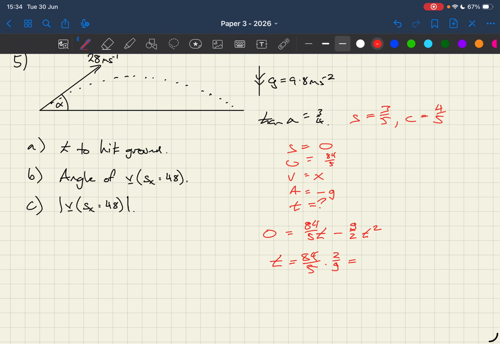Calculating that all together, what we're going to end up with, 84 times 2 is going to be 168 on 5g. What number is that? Let's find out. 168 over 5 times 9.8 gives me 24 on 7. Okay, quite a nice number popping out.